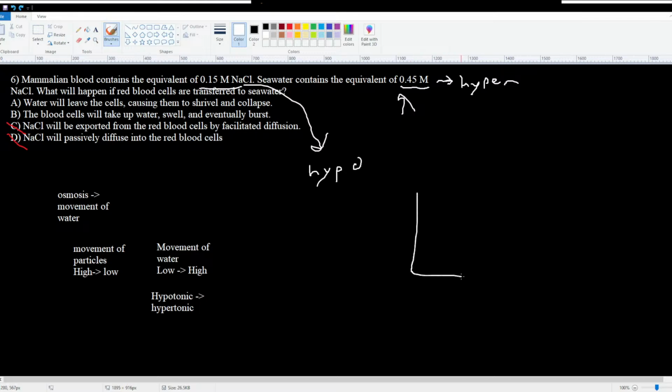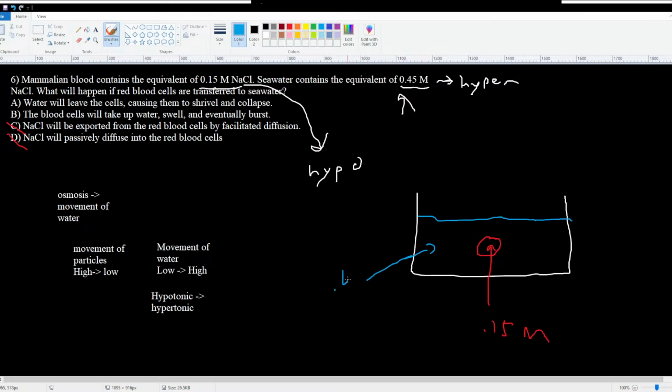So let's draw a little container, right? Let's make the water blue, of course. Let's make the red blood cell red, obviously. Okay, so now our red blood cell contains 0.15 molar. And then our water, the water on the outside, contains 0.45. So 0.45, that's of course going to be hyper, and 0.15, that's going to be hypo, right?